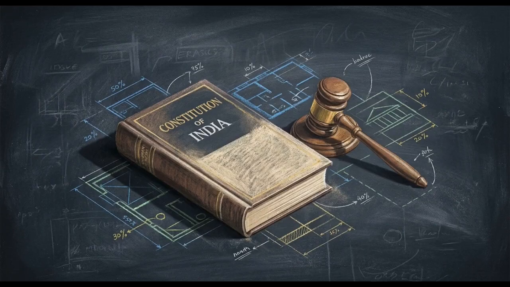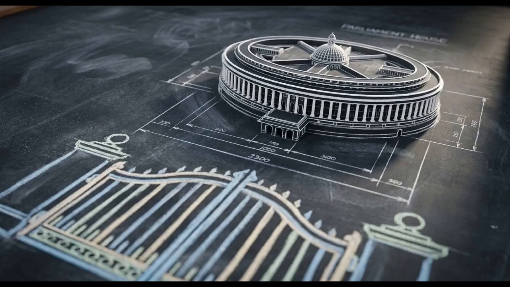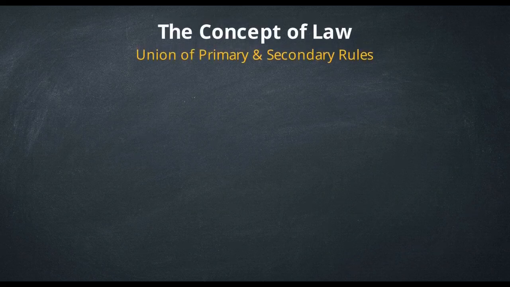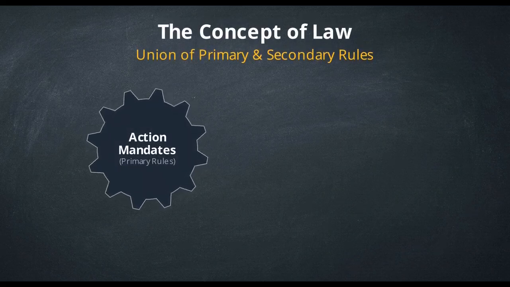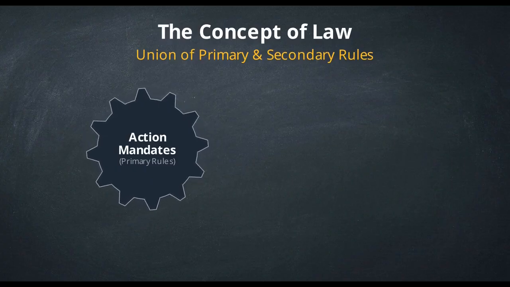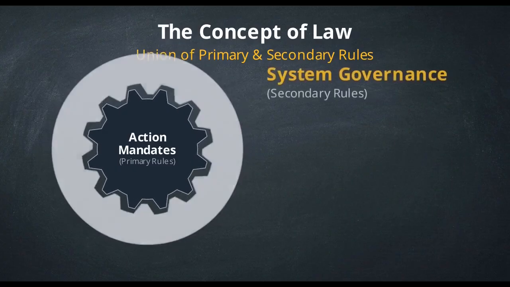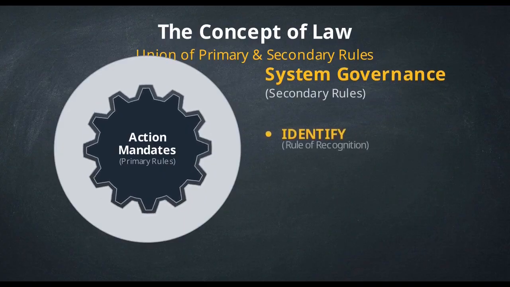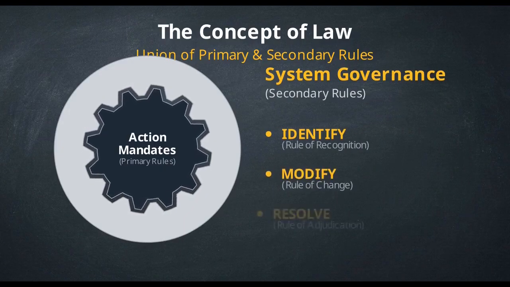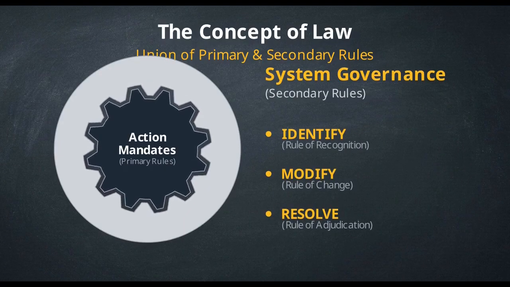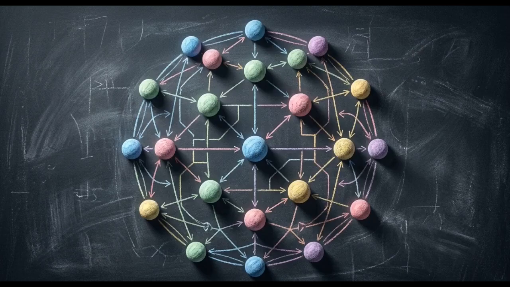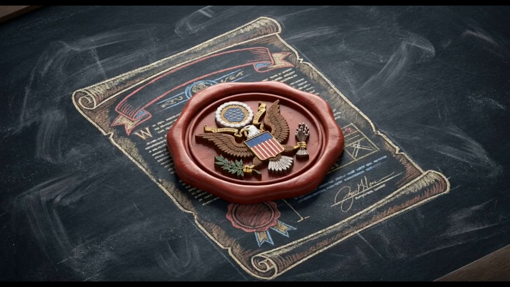This ruling proved that in India, the constitution limits the legislature, meaning the parliament does not possess the absolute sovereignty Austin described. H.L.A. Hart offered a sophisticated positivism, the union of primary and secondary rules. Primary rules impose duties. Secondary rules govern the system itself, dictating how to recognize, change, and adjudicate those primary rules. Legal theory evolved from a singular authoritarian command into a self-regulating network of rules. The second pillar determines exactly where these rules originate.